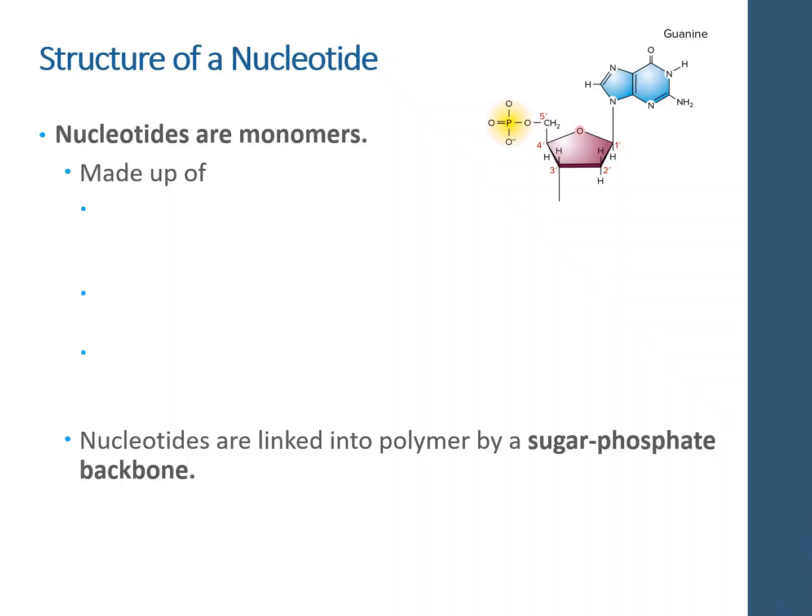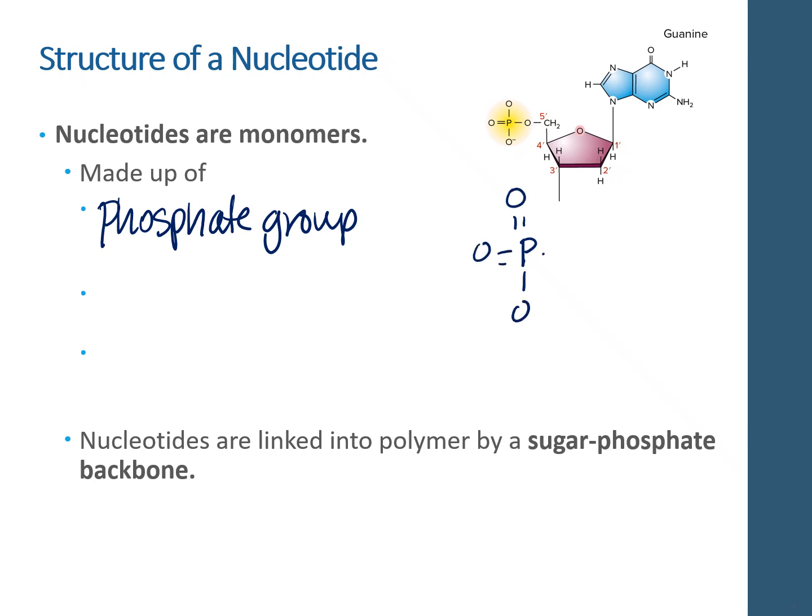The monomers of our nucleic acids are called nucleotides. There are only 5 different nucleotides. Unlike amino acids, where we have 20 different options, we only have 5 options for monomers in our nucleic acids. Each of those nucleotide monomers is going to be made up of 3 parts. One is a phosphate group. A phosphate group is a phosphate linked to 4 oxygens.